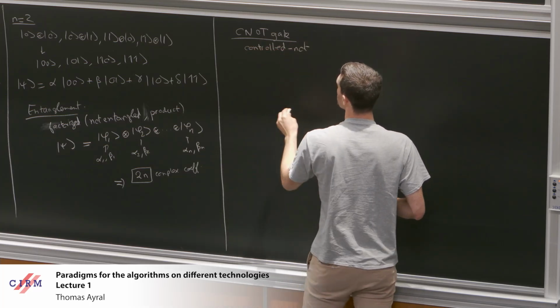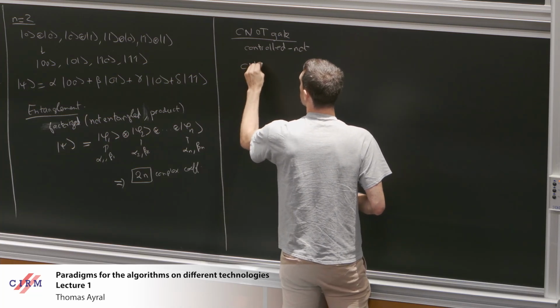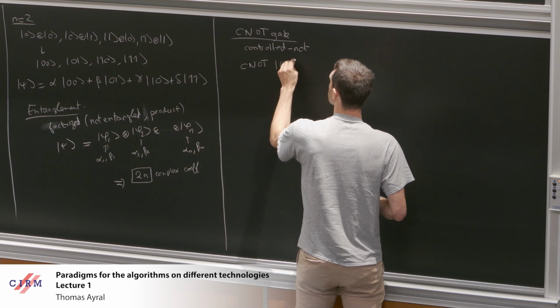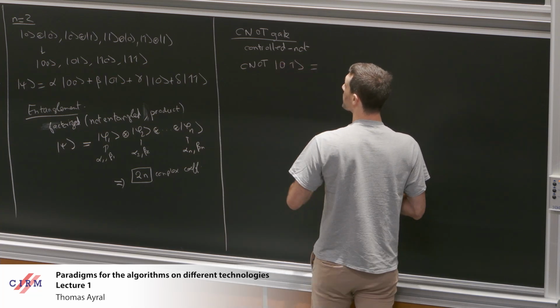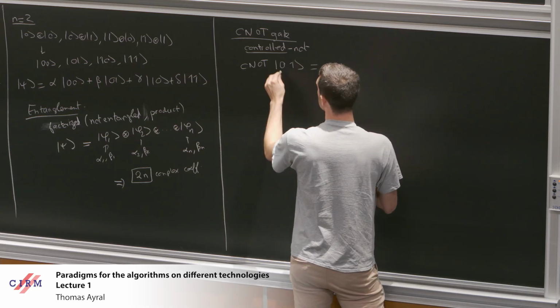And controlled not means that it's going to work in the following way. So CNOT acting on state |01>, the way it works when you have a controlled gate is that you look at the value of the first qubit, which is called the control qubit here.